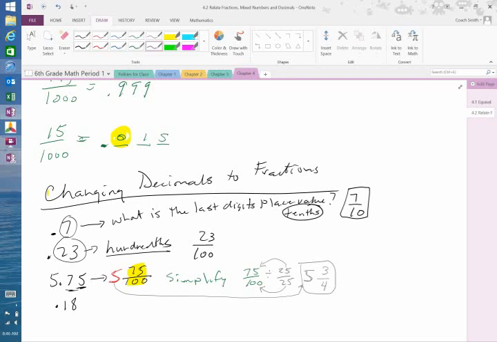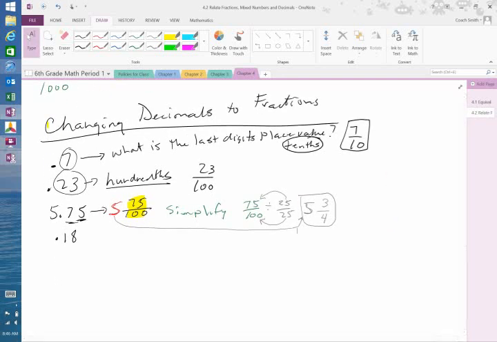Now tomorrow in the books, when we show the answers, it'll show both of these. It'll show 5 and 75 over 100 and 5 3/4. But we need to get in the habit of going ahead and reducing the fractions when we can, because in later sections, if it's not reduced, it will be wrong. So we need to always check to make sure there's no way I can reduce it.